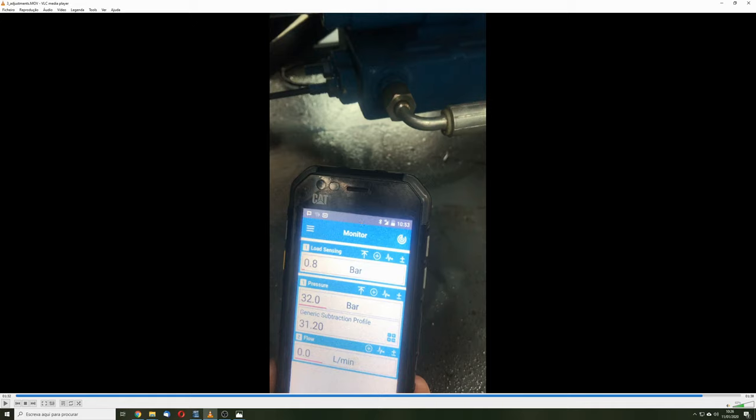Bullet point two: whenever you work on a load sensing system, it is very good to have not one, but two pressure gauges, one in the signal line and one in the pump outlet. And using gauges that do the delta P calculation for you is a great helper, and if you can monitor the flow, of course, it's even better. And if you can do all this wirelessly, you are in a troubleshooter's heaven.